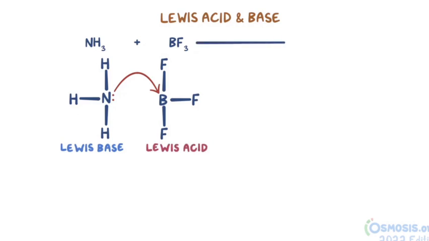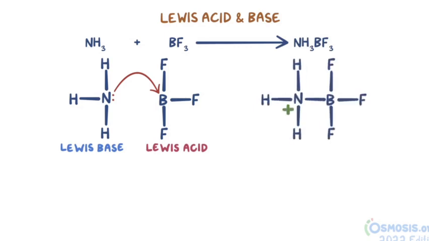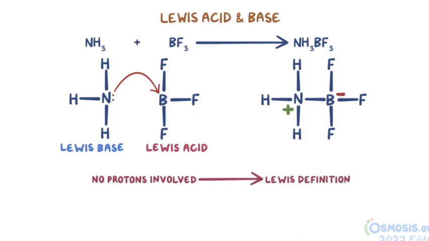For the product, the formation of a bond between the nitrogen and the boron creates a formal charge of +1 on the nitrogen and a formal charge of -1 on the boron. Once again, since there are no protons involved in this reaction, only the Lewis definition of acids and bases applies here.